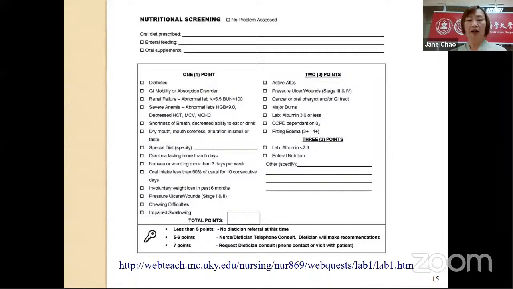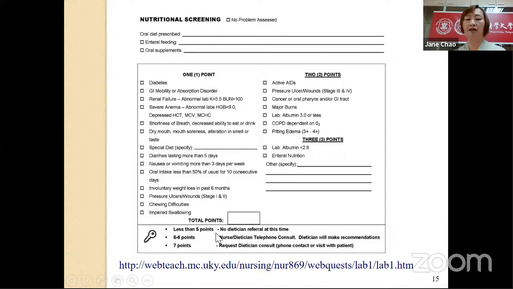This slide shows another questionnaire, but it's a little bit difficult because you have to have your lab data, for example, your lab data for albumin. That's another type of nutritional screening tool. They have 1 point, 2 points, and 3 points, and they have different questions for 1, 2, or 3 points. After you fill in the questions, you get the total points, and they divide the total points into 3 categories.